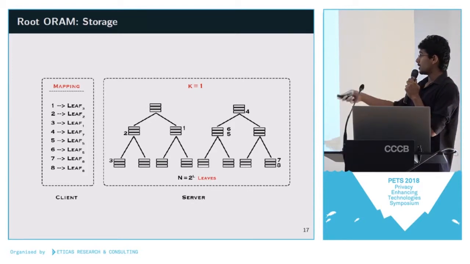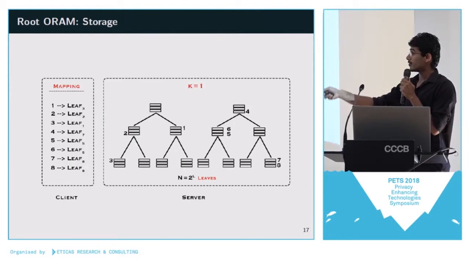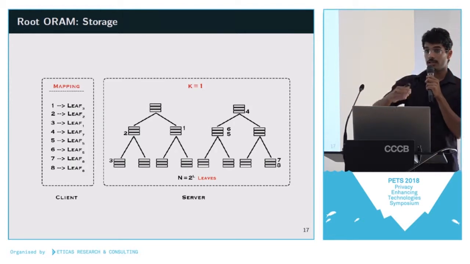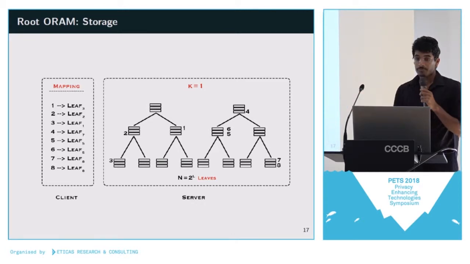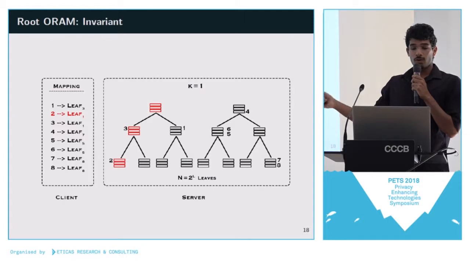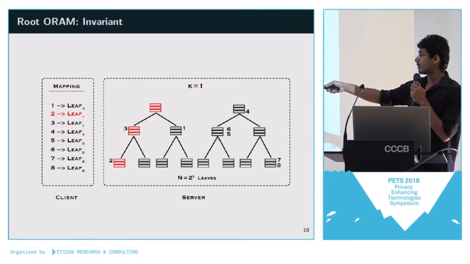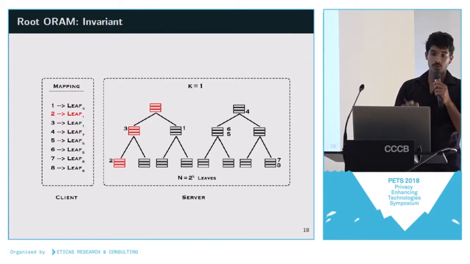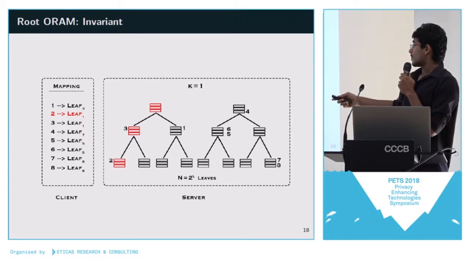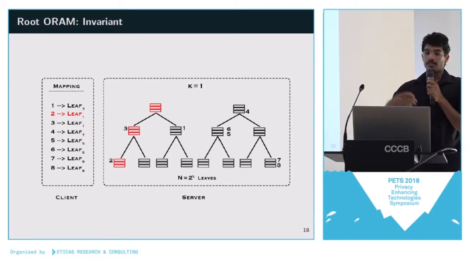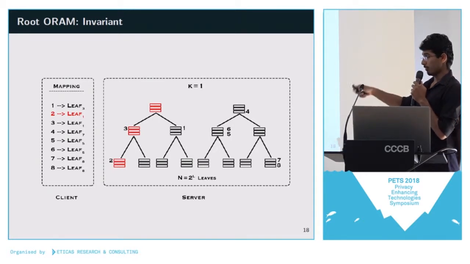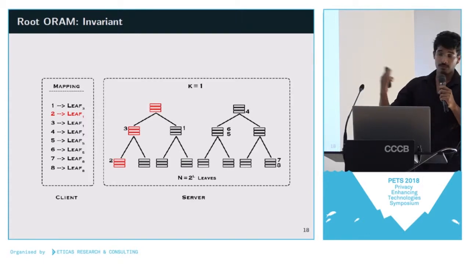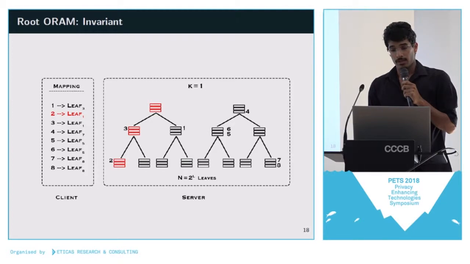On the client side, you have a mapping which is stored, where each data item is mapped to some leaf on the server side. Now let's take an example of what this mapping really means. Let's say data item 2 is mapped to leaf 1. What that means is we maintain this invariant throughout the protocol that data item 2, if it is mapped to leaf 1, will be found on the path from leaf 1 all the way to the root, somewhere along the blocks in that path.